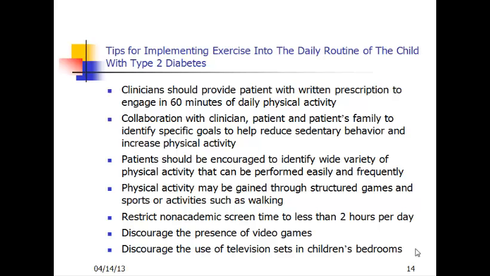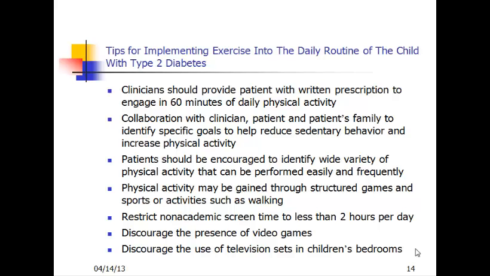Adherence to an exercise regimen may be improved if clinicians provide the patient with a written prescription to engage in physical activity. It is most helpful if the clinician recommends an individualized approach that can be incorporated into the child or adolescent's daily routine and is also tailored to the patient's capabilities and preferences and recognizes the family's circumstances. Together with the patient and the patient's family, the clinician should help determine an individualized plan that includes specific goals to help reduce sedentary behavior and increase physical activity.